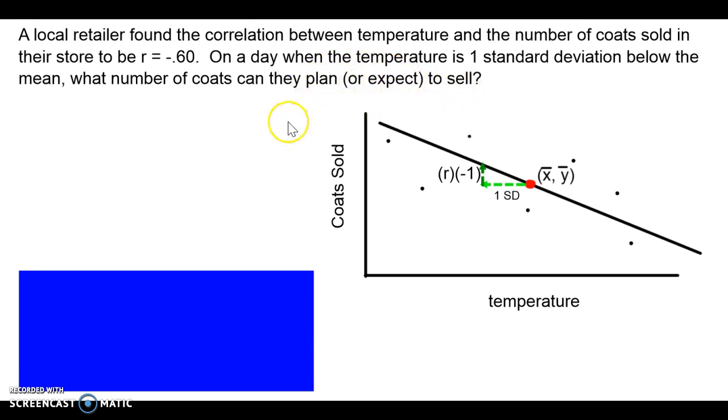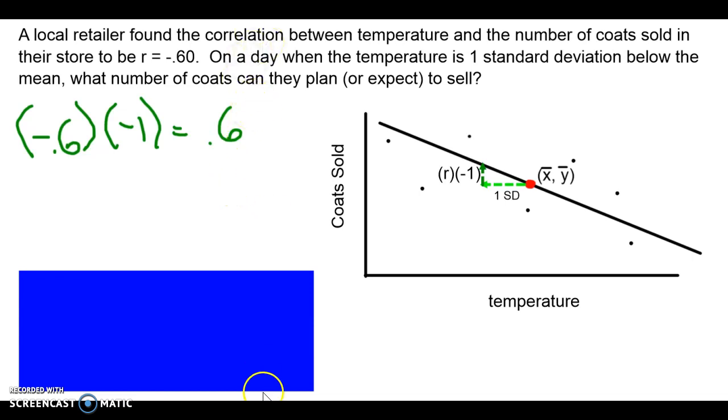So that calculation would then be R, which we are told is negative 0.6, times -1. Sorry about that. I try to use a pen, but I'm thinking I'm going to have to write with my mouse. Negative 0.6, which is my R, times -1. And negative 0.6 times -1 is positive 0.6.